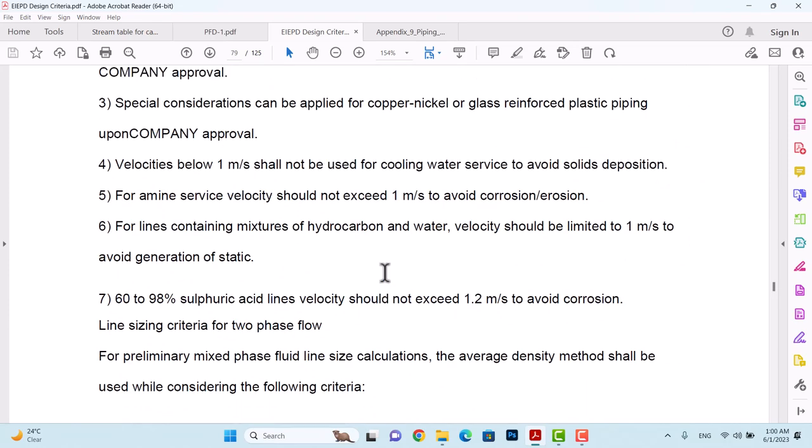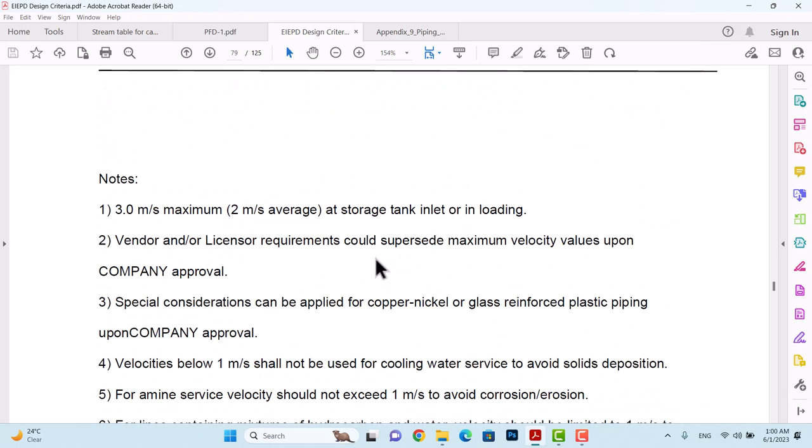Now, in order to better understand how to use these criteria in practical and real cases, I have prepared some real case examples from our last projects. The first application is a normal application in all petrochemical plants. It is a gas application, and we are going to size the pipe for the inlet of knockout drums. This pipe is between the gas station and the knockout drum. This is a typical application in all petrochemical and process plants.